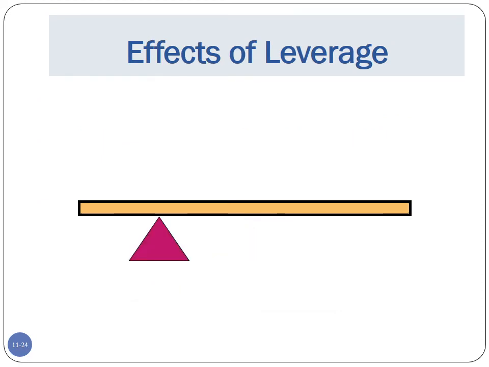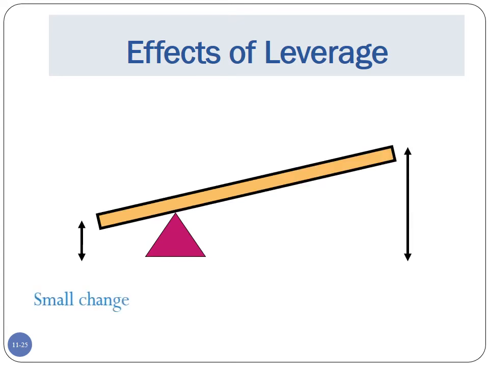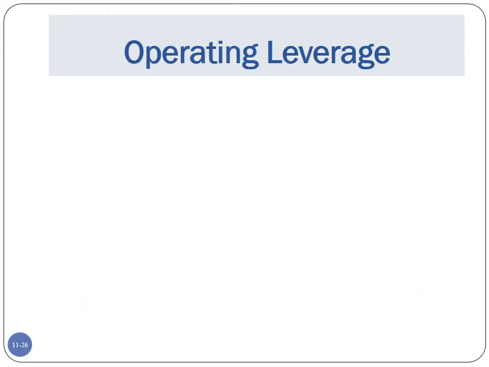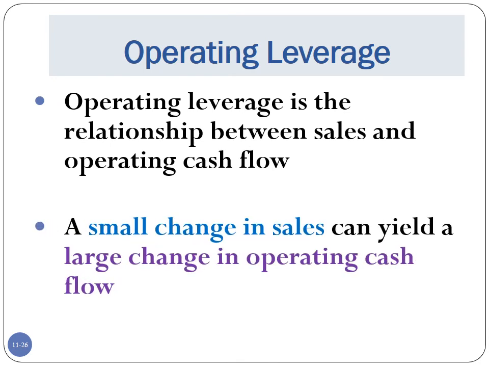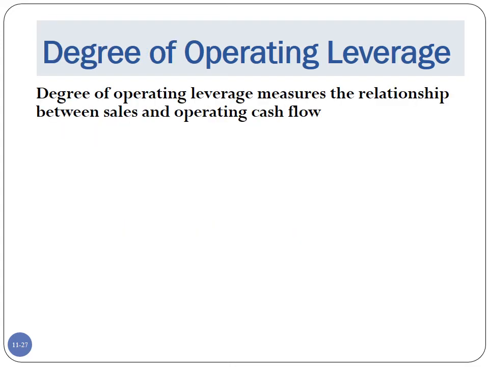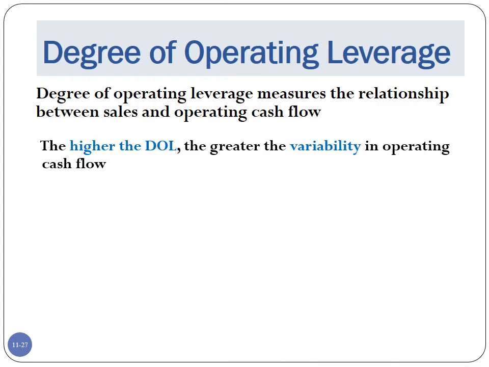When we move the balance point away from the center, small changes on the left equal large changes on the right. And so we're concerned with small changes in variables that are affecting large changes in other related variables. Operating leverage is the relationship between sales and operating cash flow. And at different amounts of output, small changes in sales can yield a large change in operating cash flow depending on the degree. The degree of operating leverage measures the relationship between sales and operating cash flow.